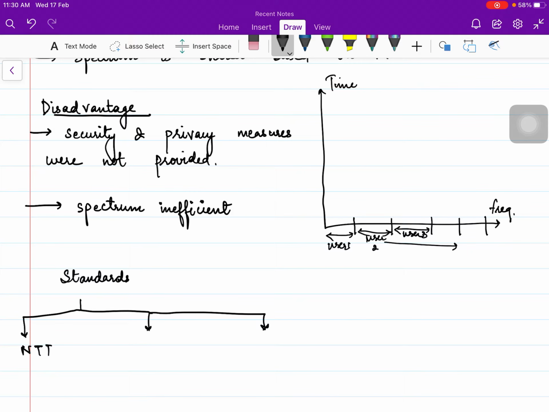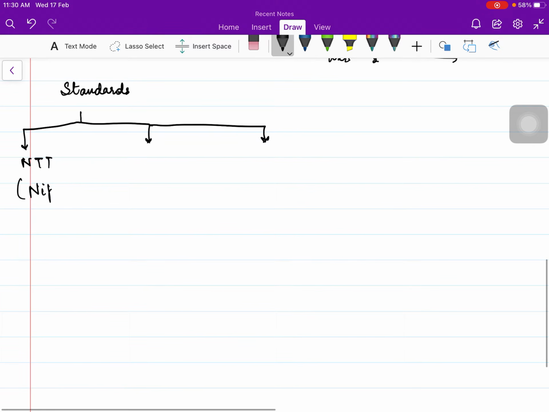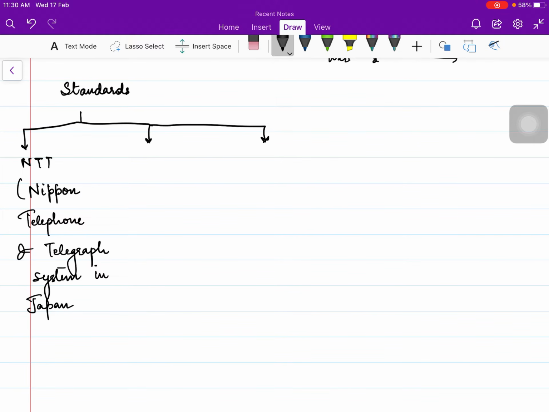One is NTT. NTT stands for Nippon Telegraph and Telephone. I'm sorry, it is opposite. It's Nippon Telephone and Telegraph System. And it was used in Japan, and it came in 1979.